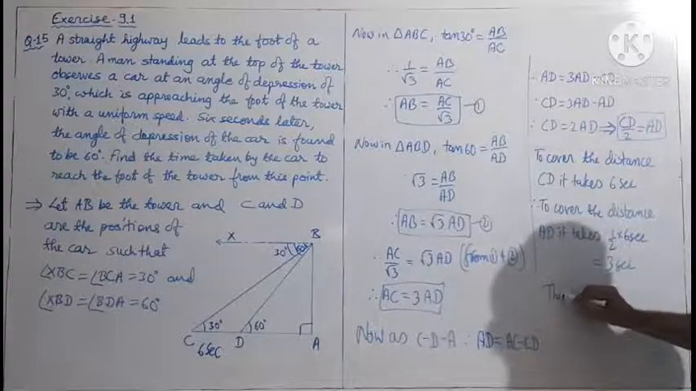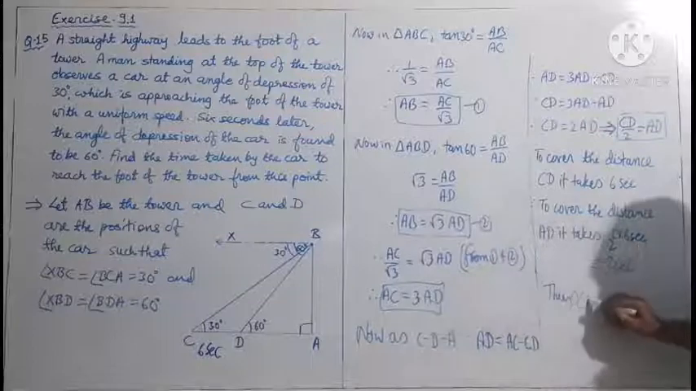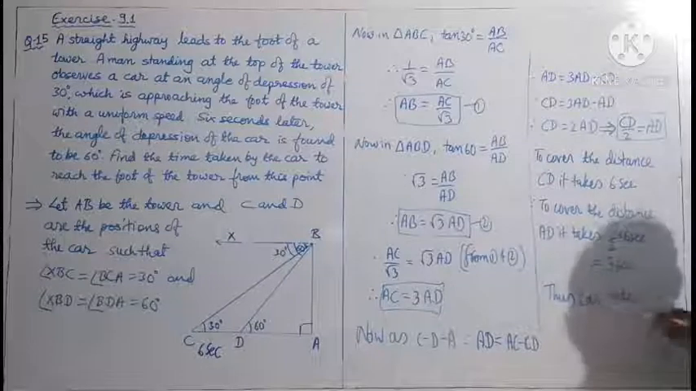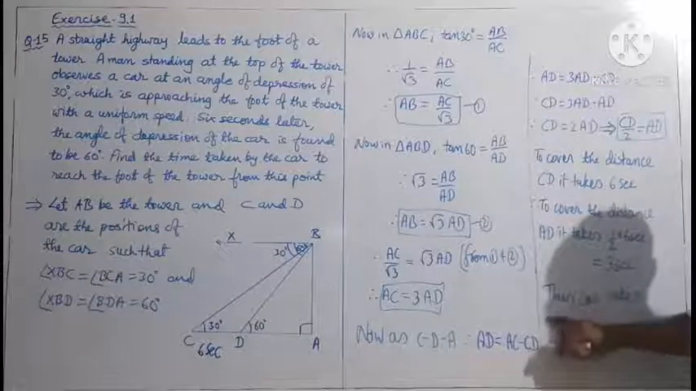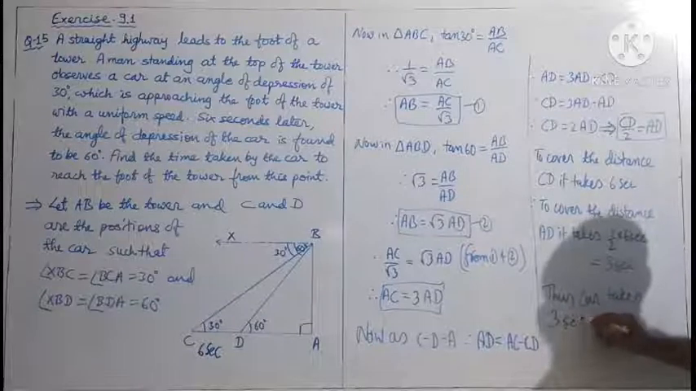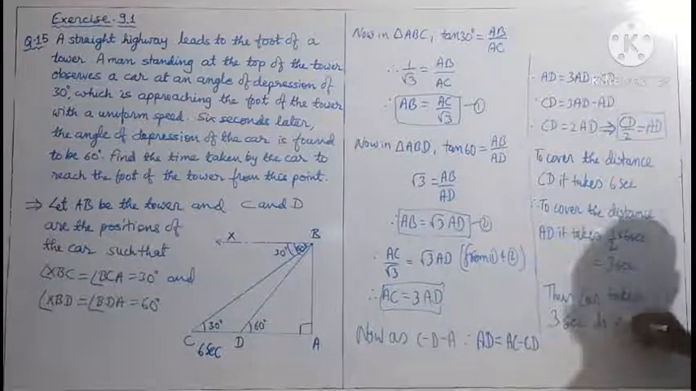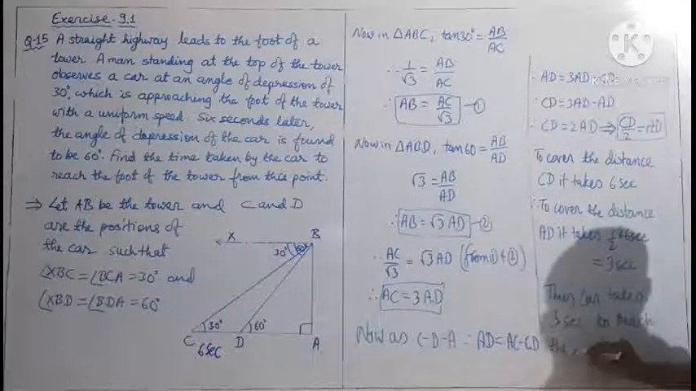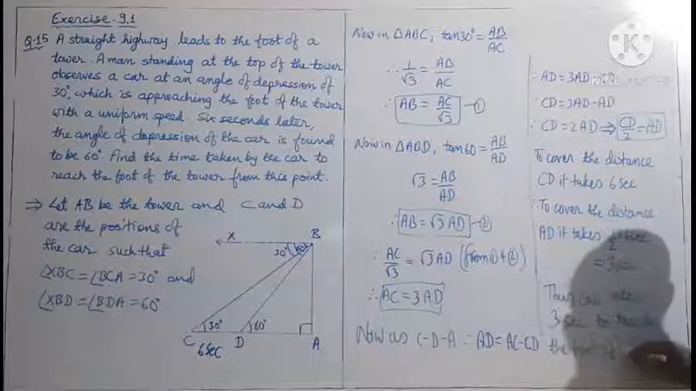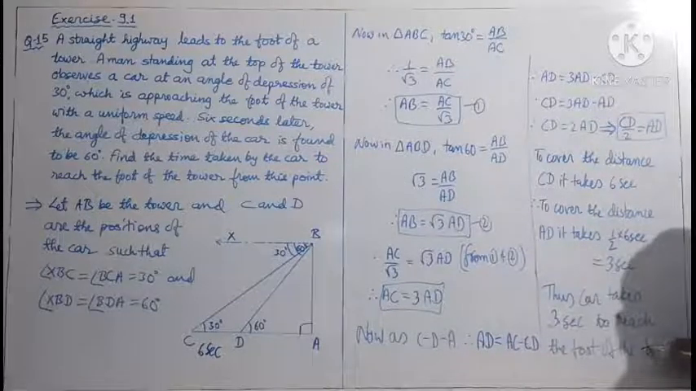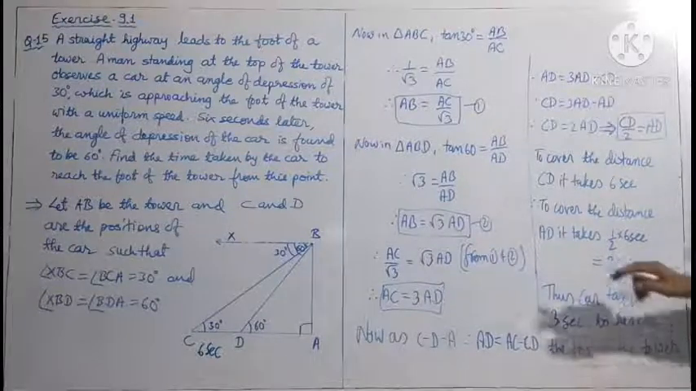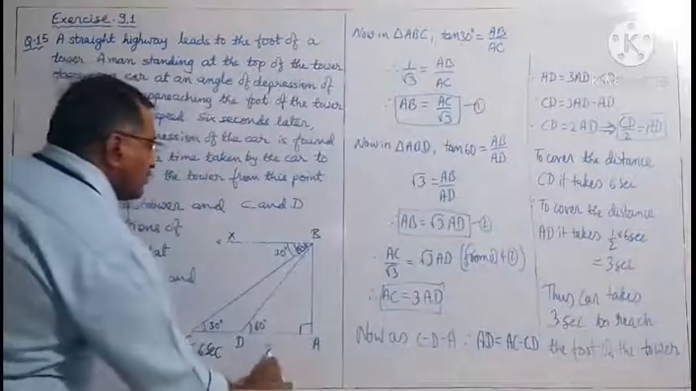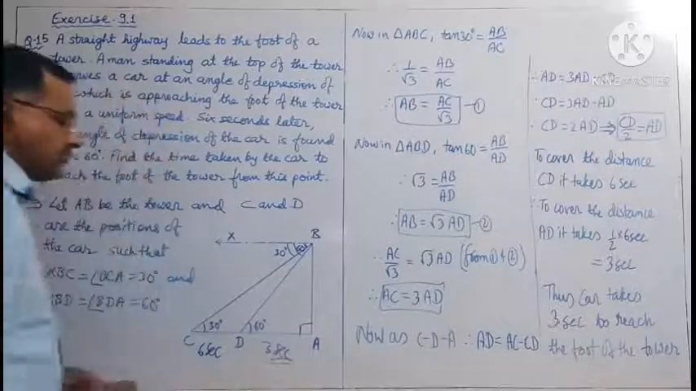Thus we can say here the car takes 3 seconds to reach the foot of the tower. So to reach this tower from position D, it takes 3 seconds.